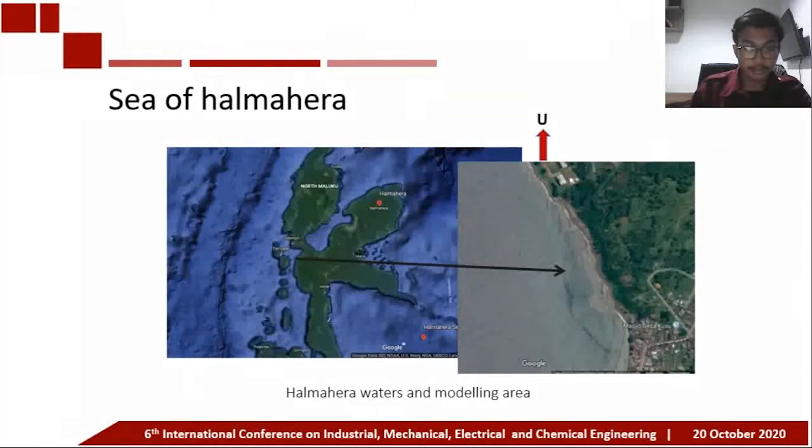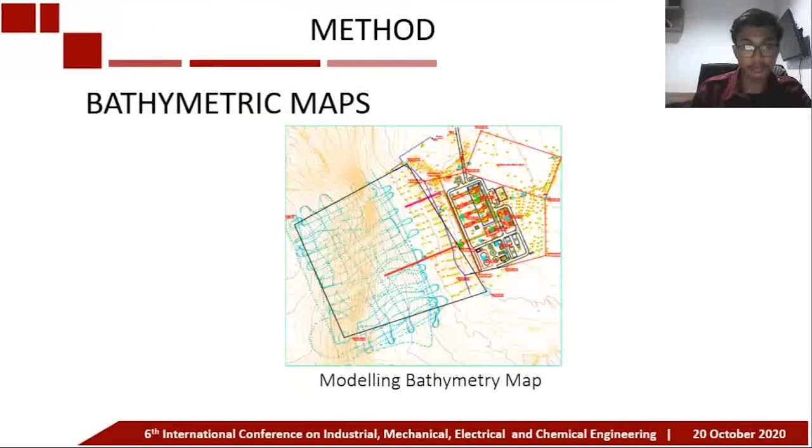So, there is Halmahera waters, where it's located in North Maluku in Indonesia. This picture is a bathymetric map. A bathymetric map is a map that describes the shape of the seafloor configuration that is expressed by depth figures and depth lines.